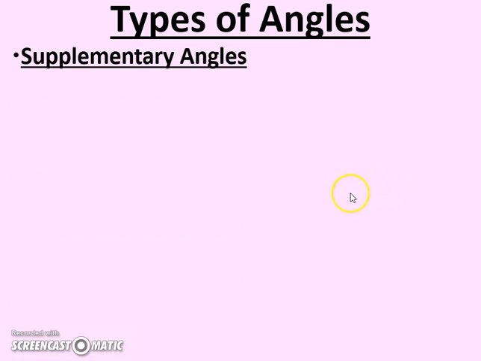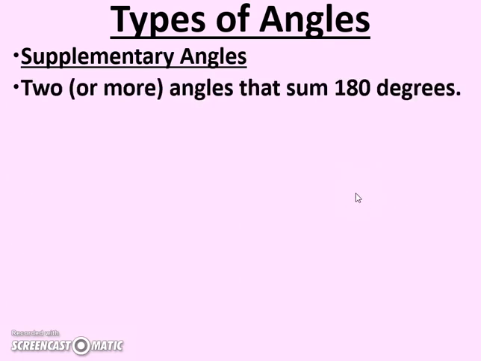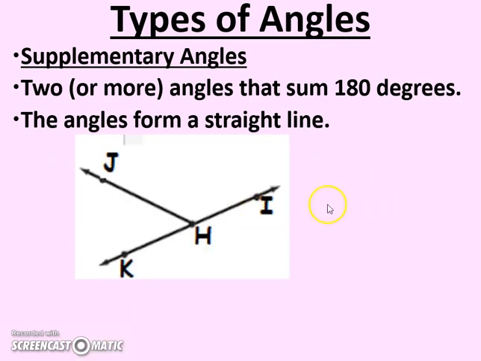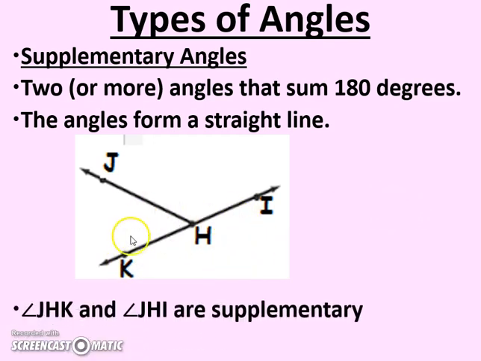The second type of angles that we're going to look at are supplementary angles. These are two or more angles that sum to 180 degrees. The angles always form a straight line. For example, this straight line, line KI, is formed by two angles. The two angles that form line KI are called angle JHK, which would be this section here, and JHI, which would be this section here. Together they form a straight line, which is 180 degrees, and that's why these two angles are called supplementary.